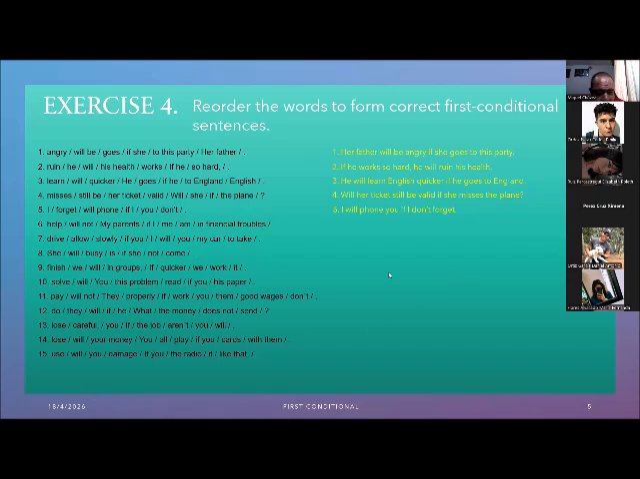My parents will not help me if I'm in financial troubles. Okay, Daniel. My parents will not help me if I am in financial troubles. Number 7, please.